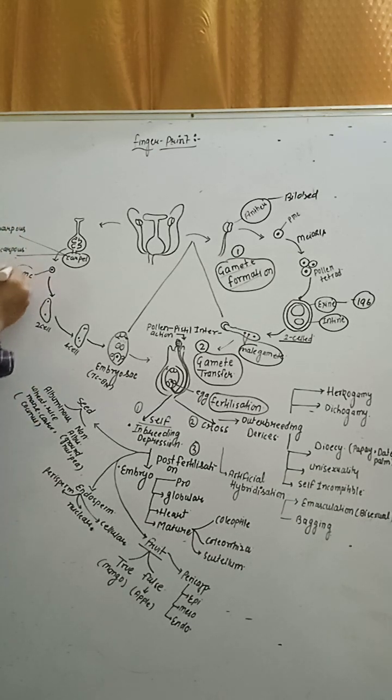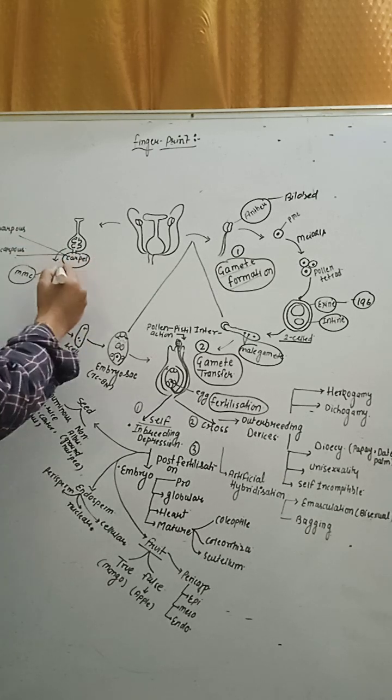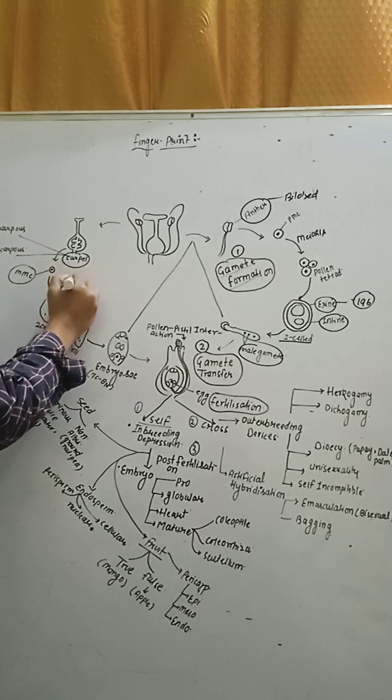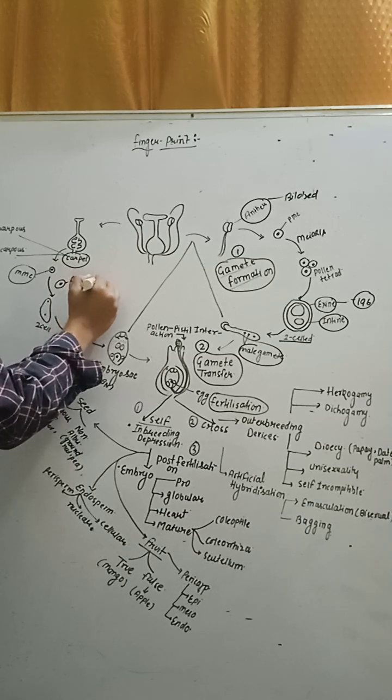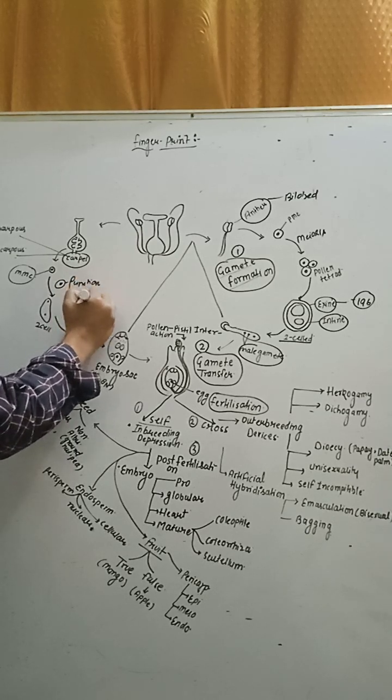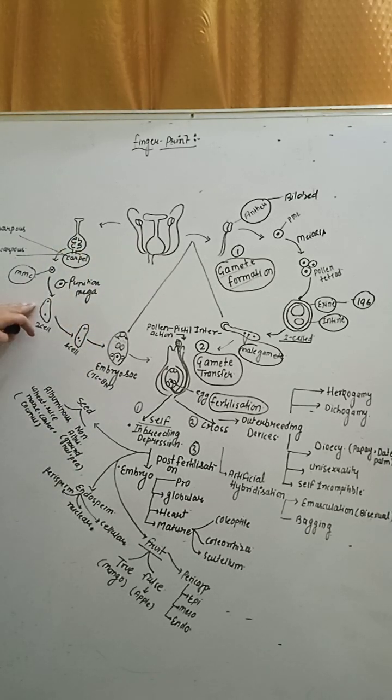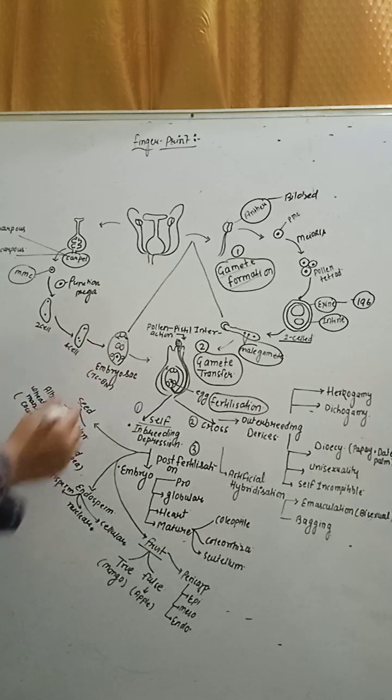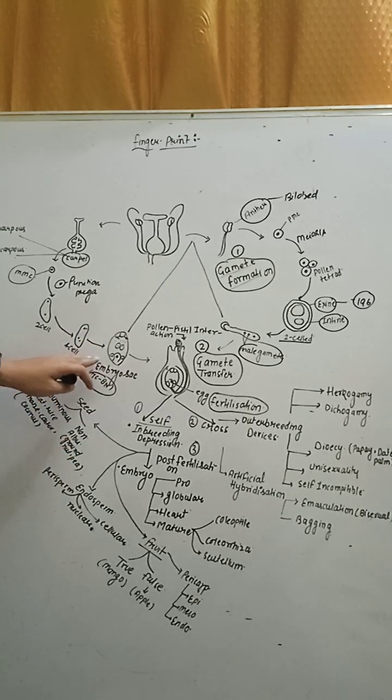This is called the megaspore mother cell, which undergoes meiosis and forms four cells, and out of the four, three cells degenerate. Only one is functional, that is called the functional megaspore. This is the functional megaspore nucleus. It undergoes mitosis, 2, 4, and then rearranges into an 8-nucleate embryo sac. This type of embryo sac is called 7-celled and 8-nucleate. This is called the Polygonum type embryo sac.